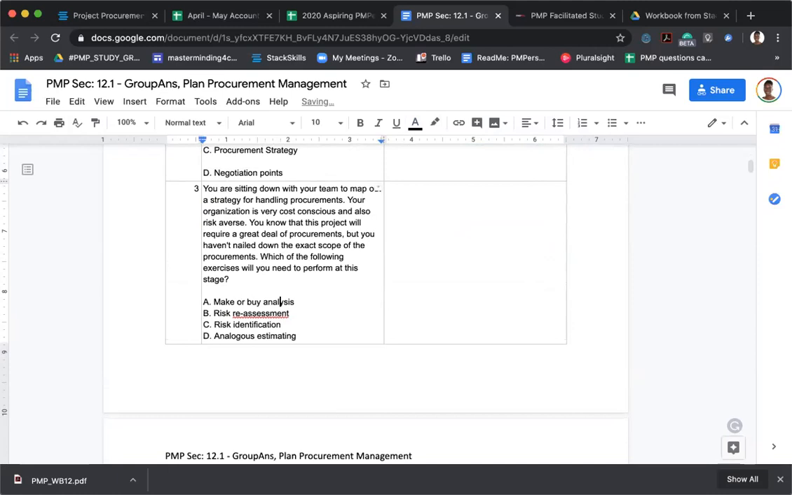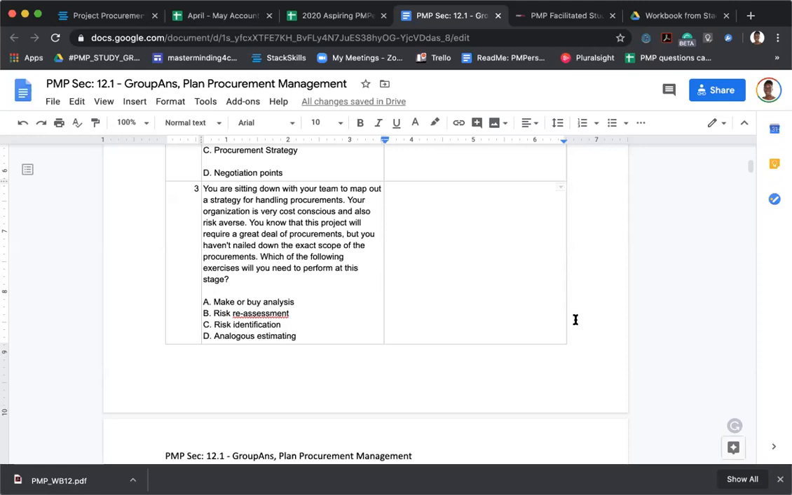You're sitting down with your team to map out a strategy for handling procurements. Your organization is very cost conscious and also risk averse. You know that this project will require a great deal of procurements, but you haven't nailed down the exact scope of the procurements. Which of the following exercises will you need to perform at this stage? A, make or buy analysis; B, risk reassessment; C, risk identification; or D, analogous estimating.